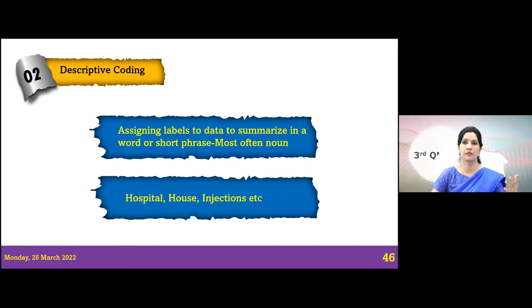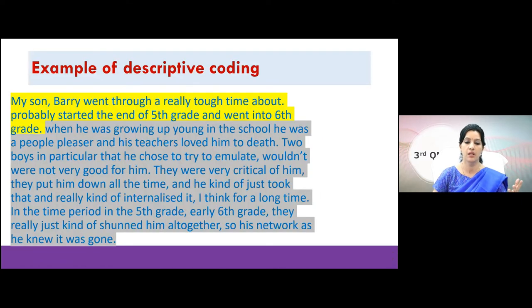You can have, for example, hospital, house, injections, just to show a few words. So now a few examples of descriptive coding. This is another paragraph. Can someone read this for me? Anuradha?